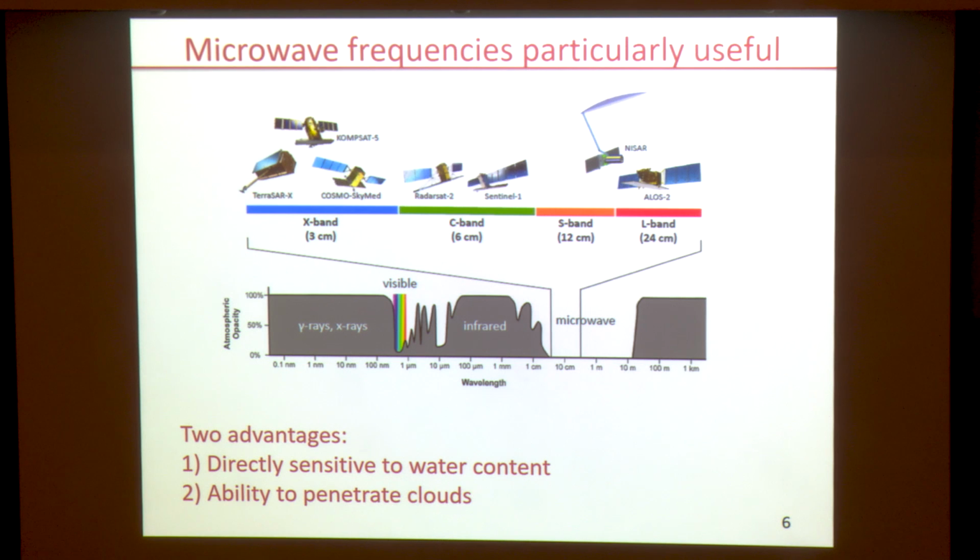So I mentioned I'll mostly talk about microwaves today. They're directly sensitive to water content. That's the main reason. Another key advantage to microwave frequencies is that they are relatively well able to penetrate through the atmosphere, and especially through cloudy conditions, unlike most other remote sensing types. So when you have fast-moving things like water in trees or in the soil, that's really important.